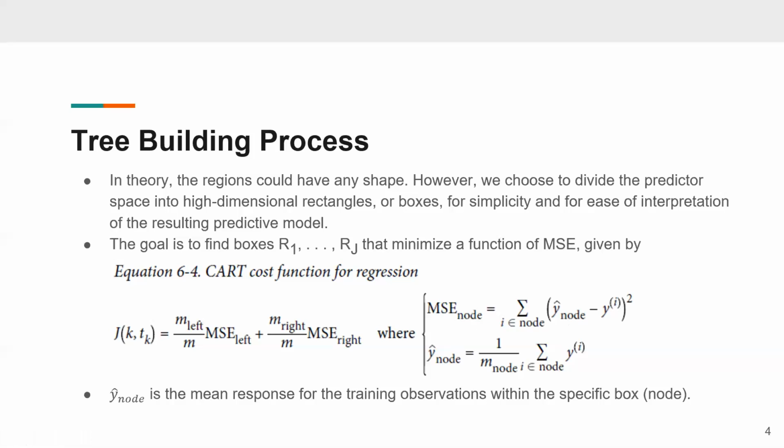So in other words, if you look at just one particular branch or one split, this is a weighted average of the MSE on the left side and the MSE on the right side. This is our function. But overall, we're trying to minimize this cost function over all the leaf nodes at the end of the algorithm. And again, this y node estimate is the mean response for the training observations within the specific box or node.